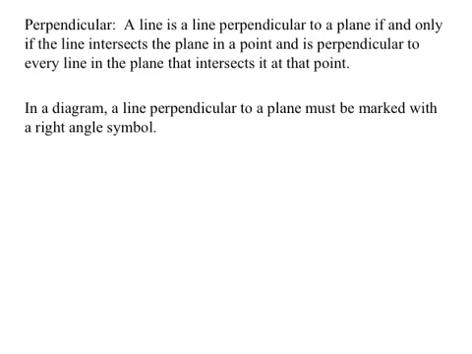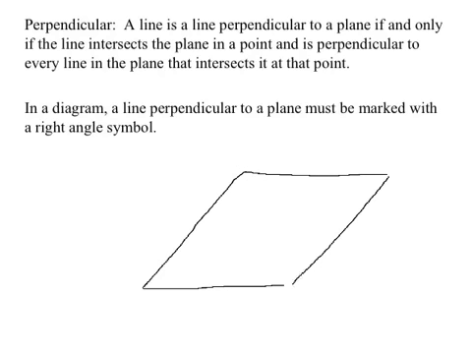All right, perpendicular. Here's a definition for you. A line is perpendicular to a plane if and only if the line intersects the plane in a point and is perpendicular to every line in the plane that intersects it at that point. So let me try to draw a diagram. I've told you guys I'm not that good at three-dimensional, but that's all right. We can use our imaginations.